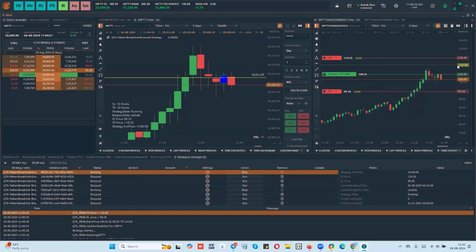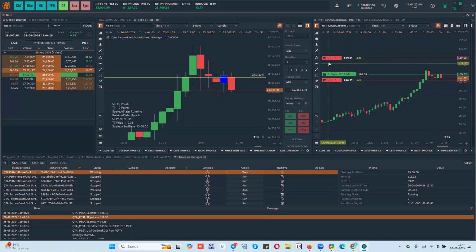So this is clear, how to trade the option with the single symbol with the option mode. So I will again exit this trade.